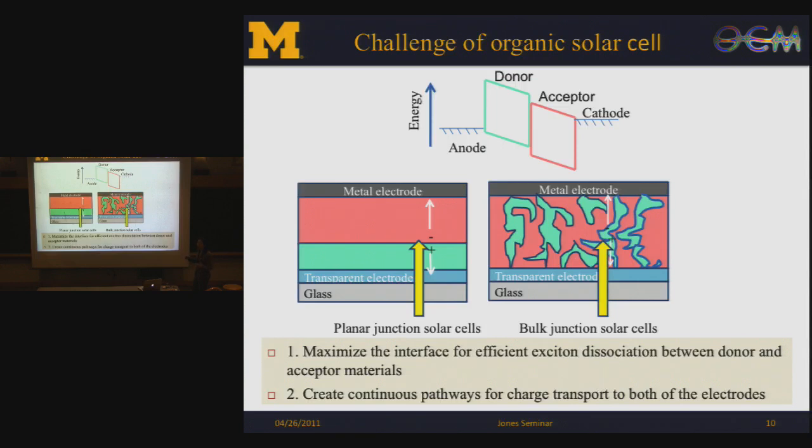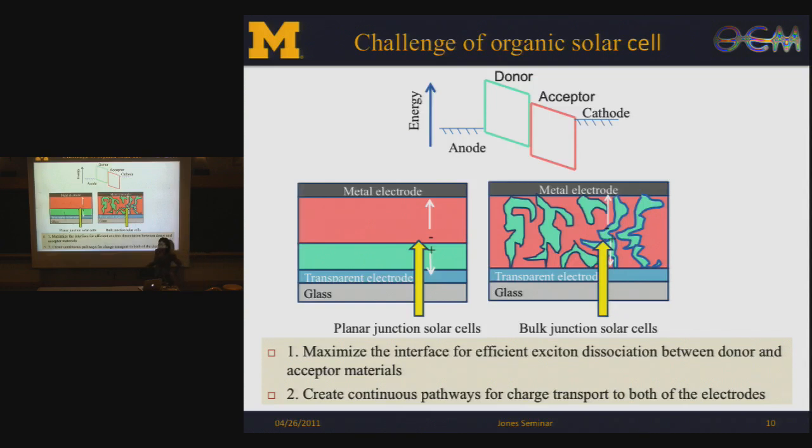In contrast, for the bulk solar cell, donor and acceptor are intermixed throughout the whole layers. So there is interface everywhere. That's good for the exciton dissociation. But this intermixture of donor and acceptor is disordered. So on the other hand, it loses the continuity of each material. So the extraction of electron and hole pairs will be a big problem in this structure.